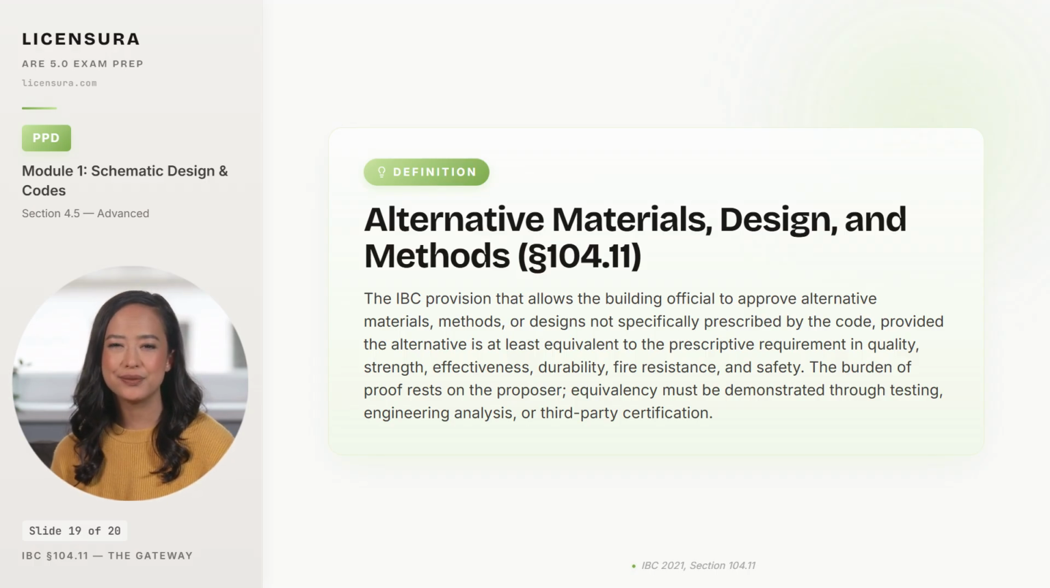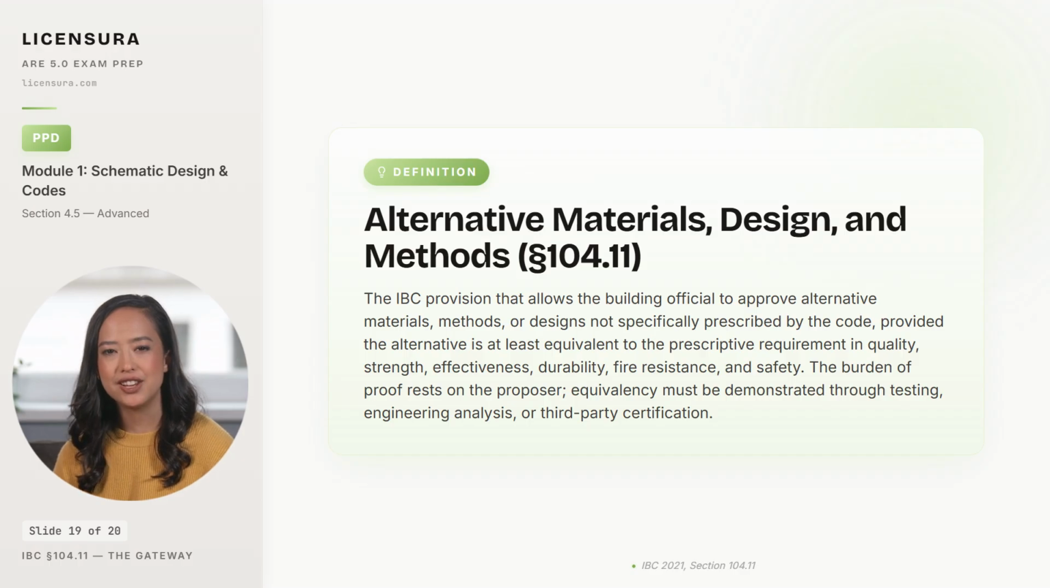safety equivalence. The burden of proof rests entirely on the proposer, meaning the architect and the consulting engineer must demonstrate equivalency through laboratory testing, peer-reviewed engineering analysis, or third-party certification from a recognized listing agency. The building official has full discretion to accept or reject the demonstration, and rejection is final unless overturned through the formal appeal process. Get the demonstration right, and the alternative is approved. Get it wrong, and the project goes back to prescriptive compliance, with a schedule loss the firm absorbs.